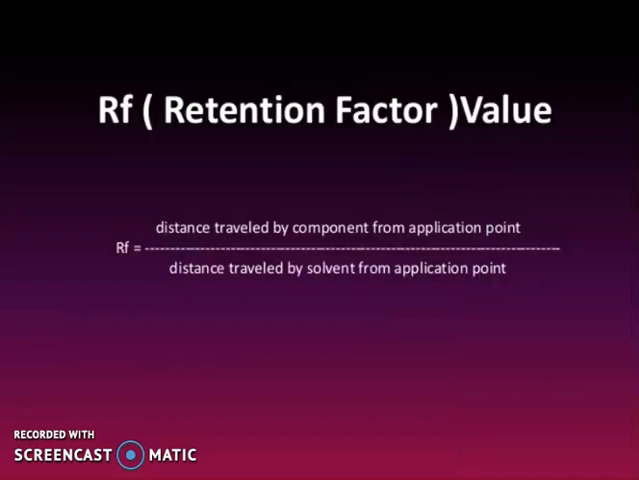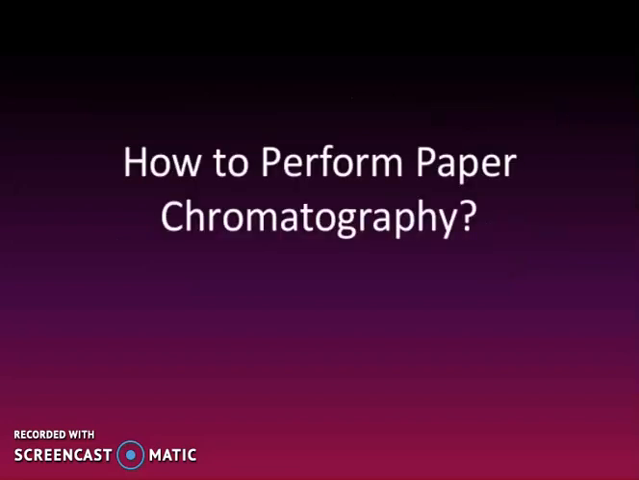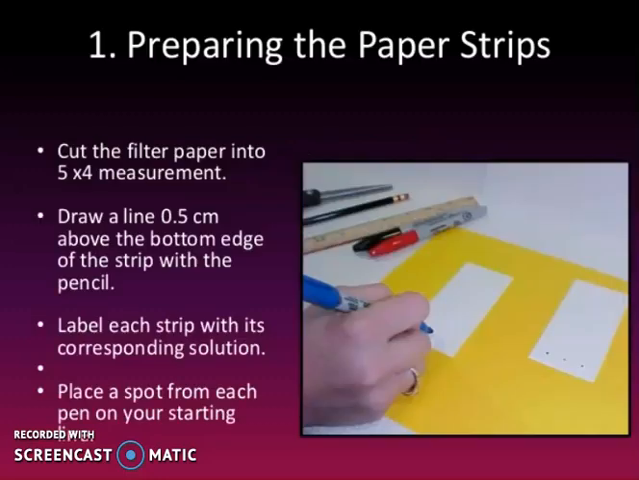So Rf, you know, the retention factor value, is the distance traveled by the component from the application point divided by the distance traveled by the solvent from the application point. So how to perform paper chromatography? Preparing the paper strips. Cut the filter paper into 5 by 4 measurements. Draw a line 0.5 cm above the bottom edge of the strip with a pencil. Label each strip with its corresponding solution. Place a spot on your starting line.